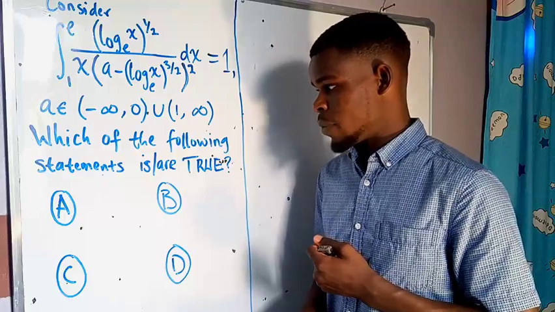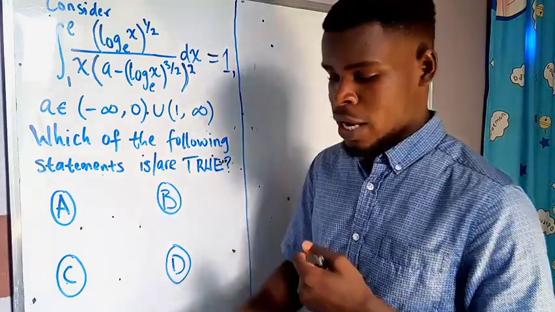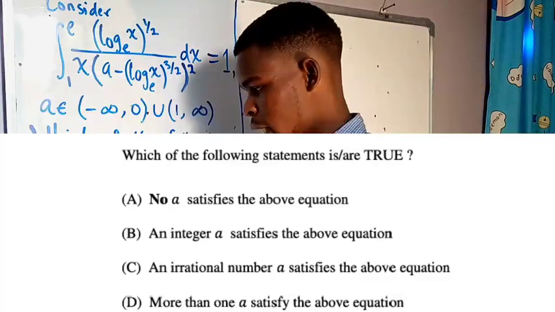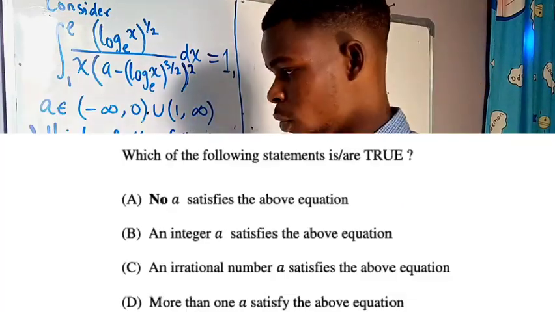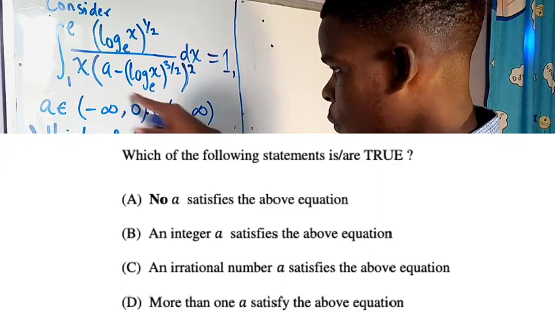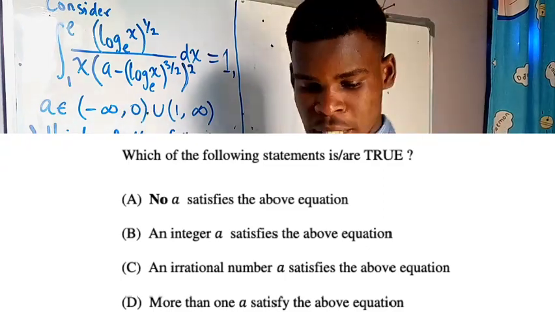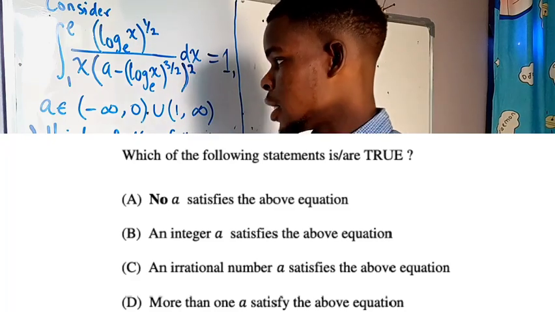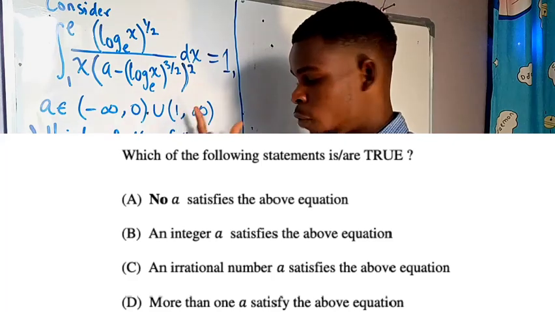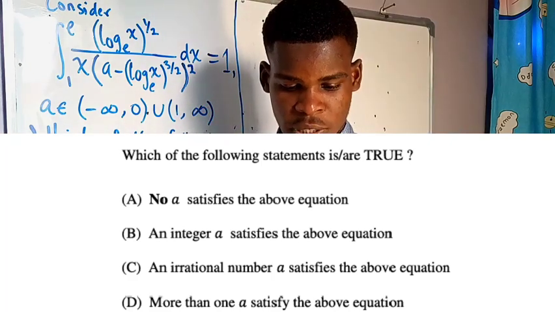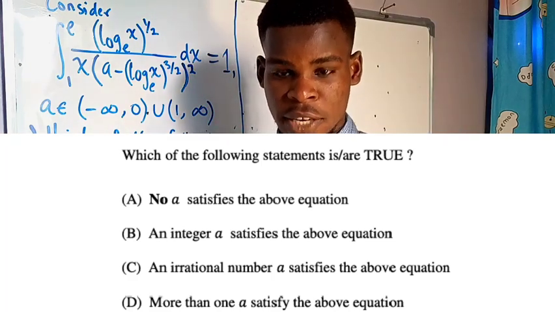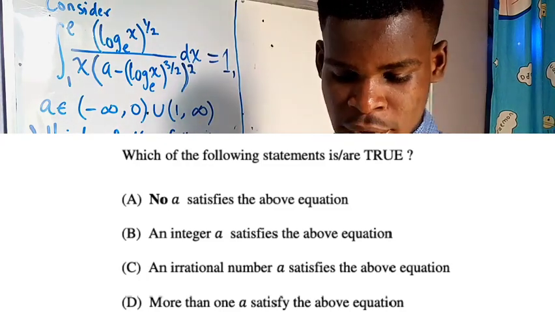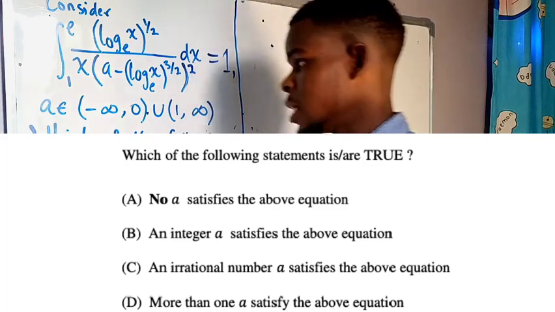So we are asked to determine which of the following statements is true or are true. That is to say, more than one of these options can be true. The first one tells us that no a satisfies the equation. There is no real number from the union of this interval that satisfies that equation. The second one tells us that an integer a satisfies the equation. So an integer from the union of those intervals satisfies. The third one tells us that an irrational number from the union of those intervals satisfies the equation. And the last one tells us that more than one value of a satisfies the equation.